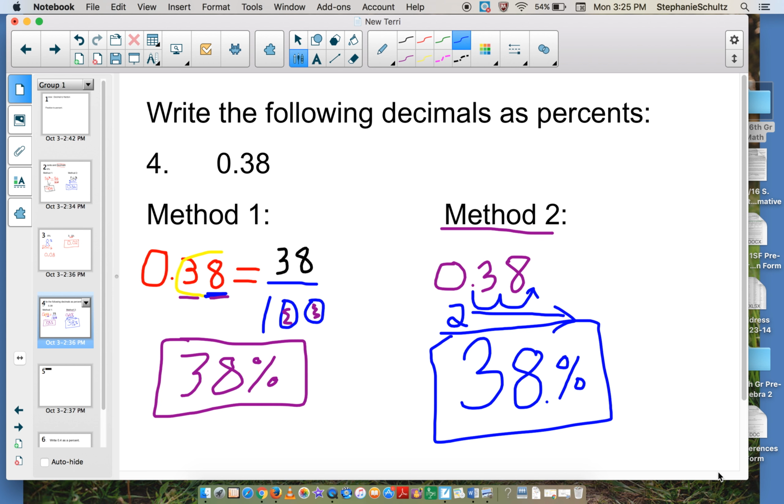Either choose method 1 or method 2. To me, it doesn't matter. It's whichever one makes more sense to you. Okay, this one is simply changing it to a fraction because we've already done that, and changing that fraction into the percent, because we've already done that too, actually. And then this one is simply going straight from the decimal to the percent, with the understanding that we know percent is out of 100.